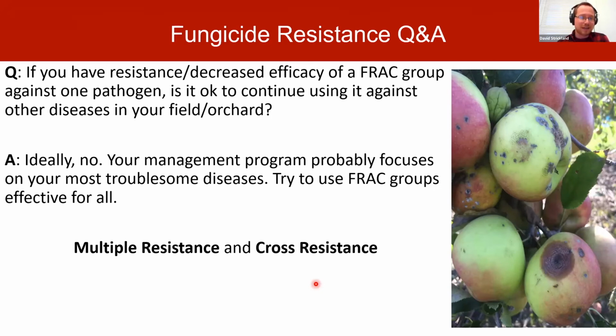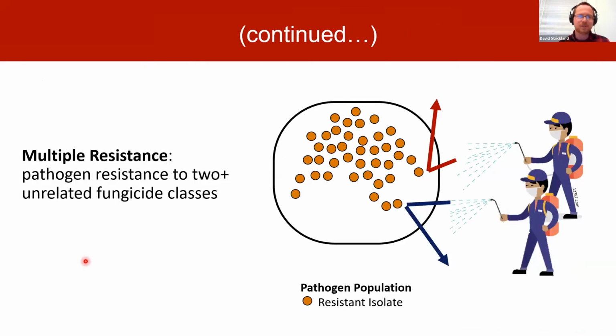But why should you try not to do that? This is due to two things: multiple resistance, or cross resistance. In a scenario where multiple resistance is formed, a fungal pathogen is going to develop resistance to two unrelated fungicide classes. So going back to that grower who used FRAC group 7 and used just Aprovia all season long, that's already been lost to them.